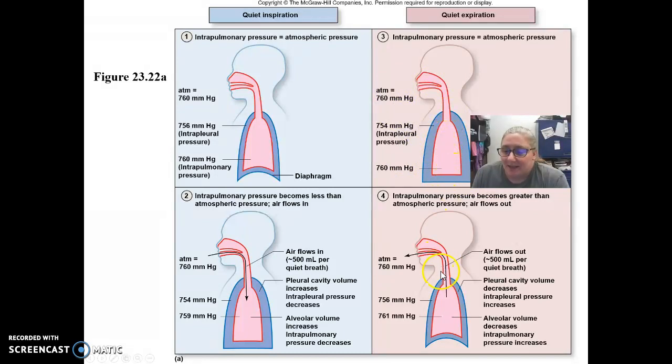At that point, we're going to relax the diaphragm. The diaphragm decreases the thoracic cavity size, and we end up having a higher pressure in the thoracic cavity, or in our pulmonary tissue, and air is going to flow out until we are again at equilibrium.